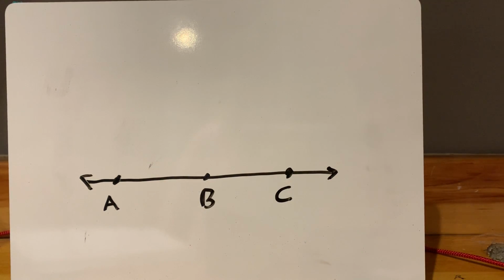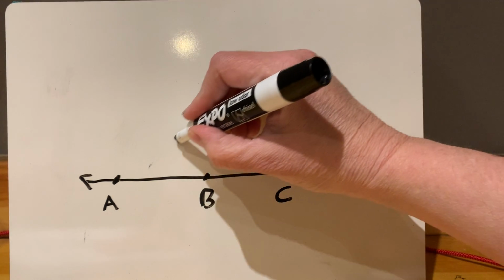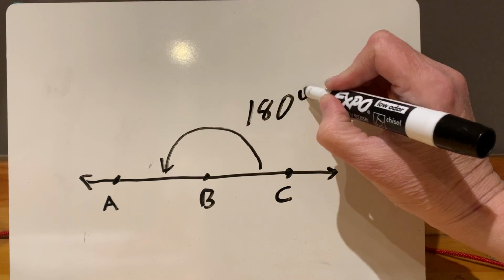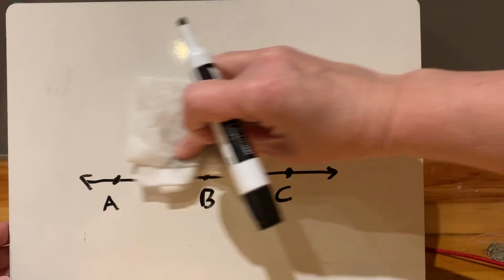The angle on the whiteboard forms a straight line. This angle is called a straight angle. The measure of a straight angle is 180 degrees. Again, as you see, it forms half a circle. When two or more angles together form a straight angle, then the sum of their measures is 180 degrees.